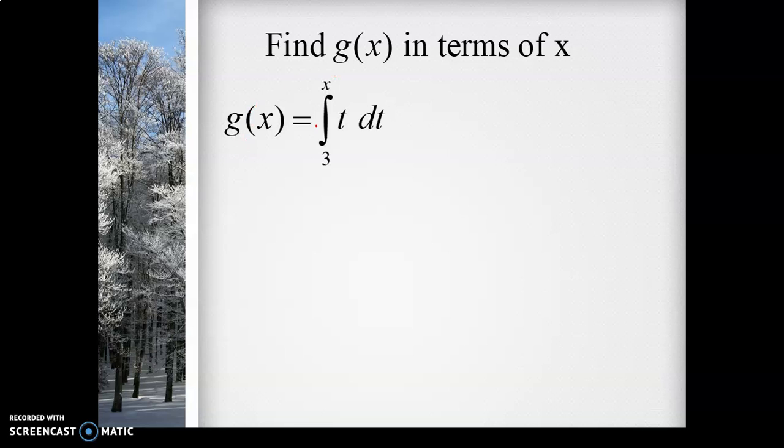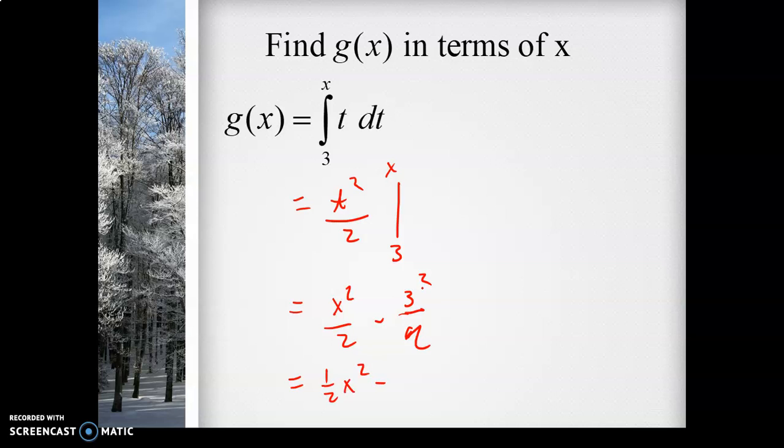So first, let's just use the fundamental theorem of calculus. T dt matches one of the formulas that we know. So the integral of t would be t squared over 2. I don't need plus c because it's definite. So it's t squared over 2 going from 3 to x. So then I'm going to plug in my x squared over 2, minus plug in my 3 squared over 2. So my answer would be 1/2 x squared minus 9/2.